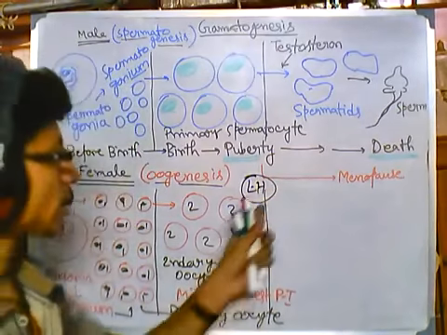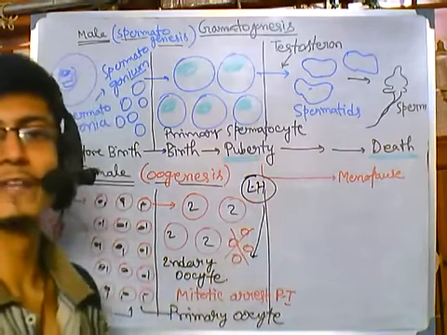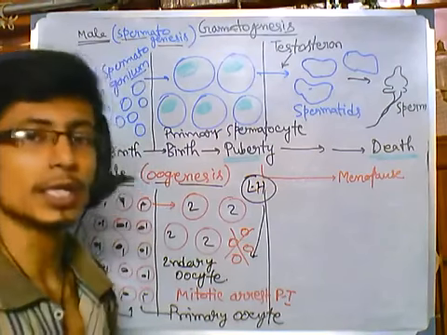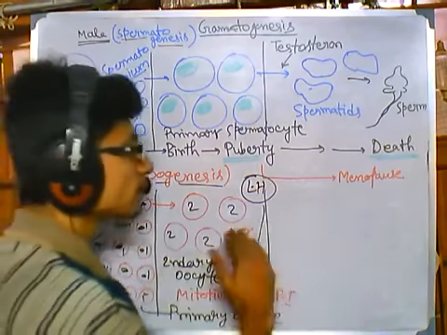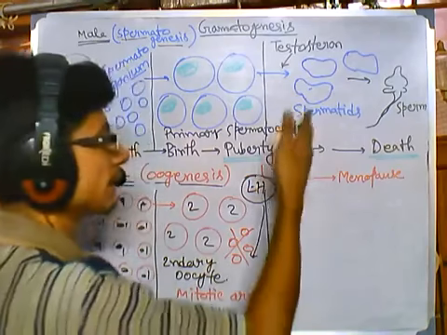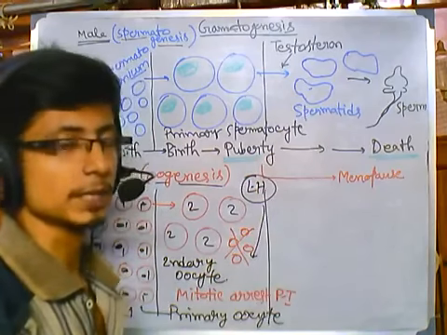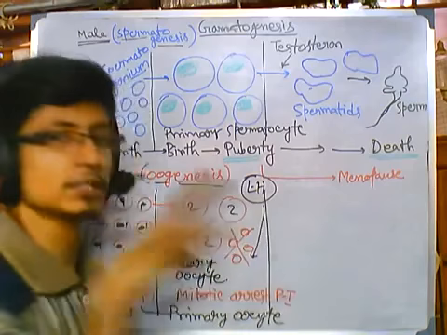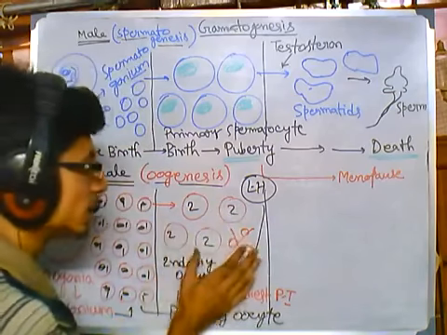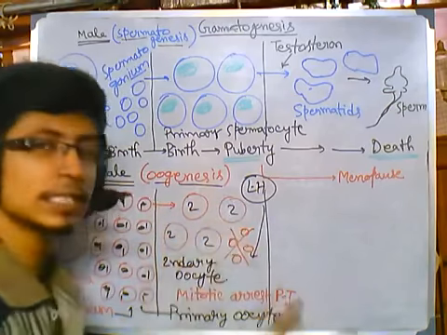Now this luteinizing hormone and also the hormone called FSH, or follicle stimulating hormone, play an important role in controlling the further future events, which are much more complex than those of the male reproductive system. Now here we will be talking about the menstrual cycle. Here, the secondary oocyte is produced, and now it is ready for further division.